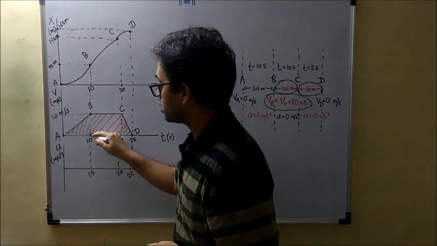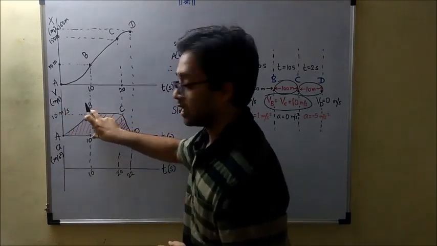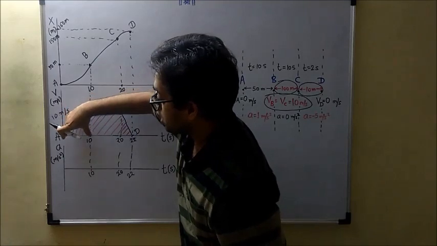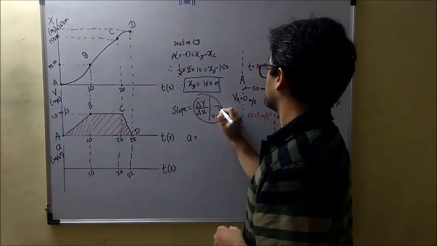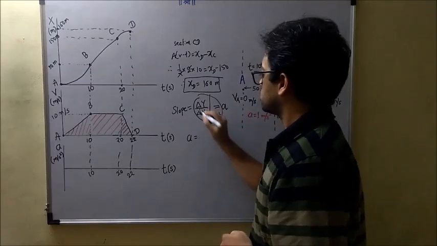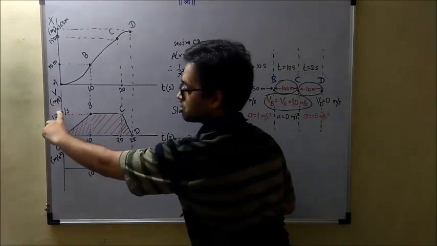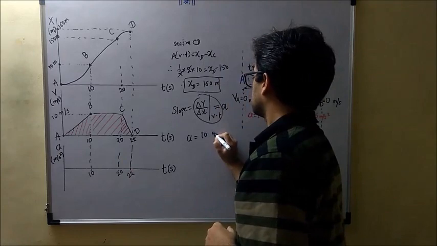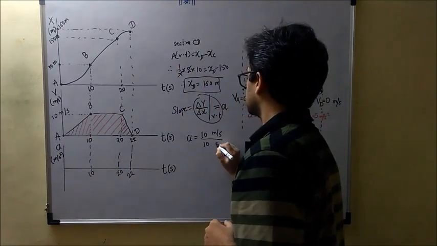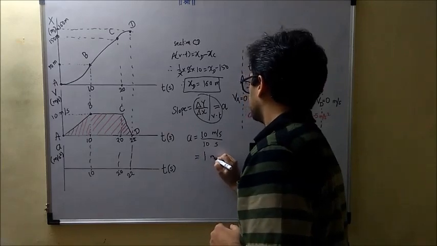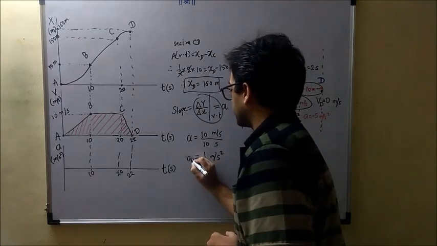How much is y change? It is 10 meters per second, right? What is this x change? It is 10 seconds. So acceleration is equal to change in y, which is 10 meters per second, divided by change in x, which is 10 seconds. So that gives me 1 meter per second square of acceleration.